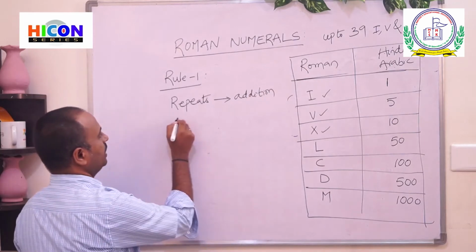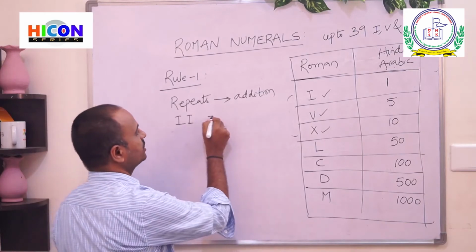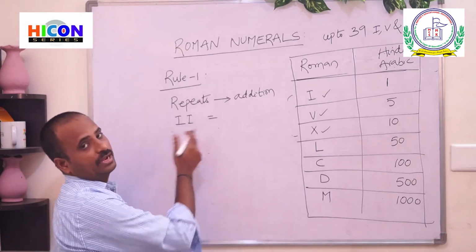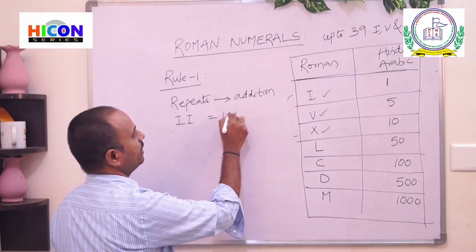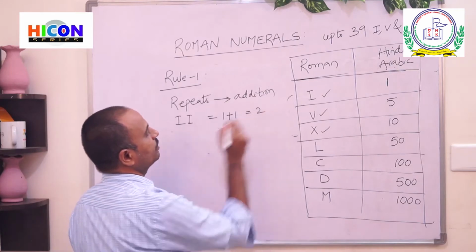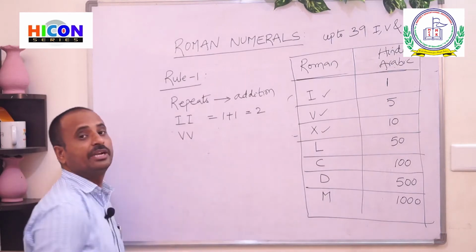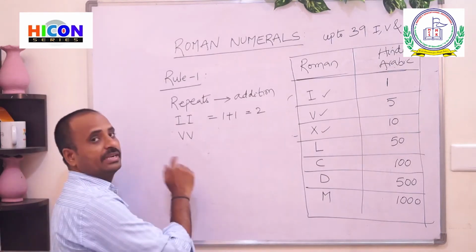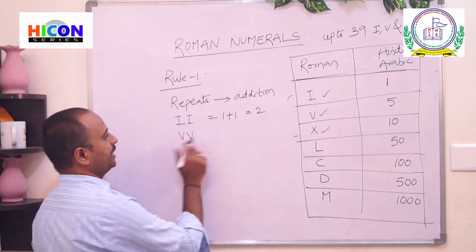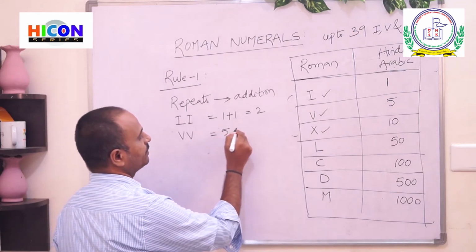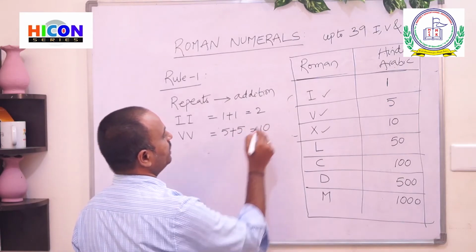For example, II. Here I is repeated 2 times. That means you have to add these 2 values. I means 1 and another I means 1. Now add 1 plus 1 is equal to 2. In the same way, VV. Here V is repeated 2 times. If any symbol is repeated, we have to make addition. V means 5 and V means 5, so 5 plus 5 is 10.